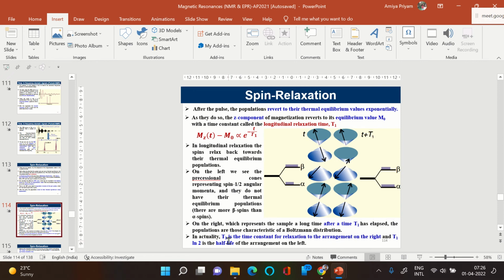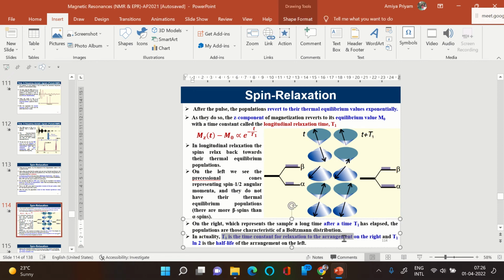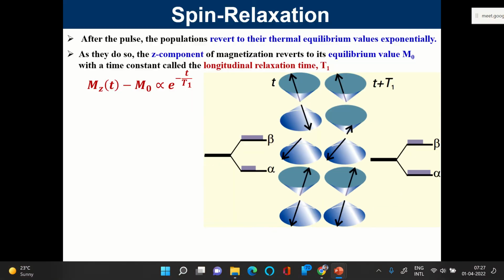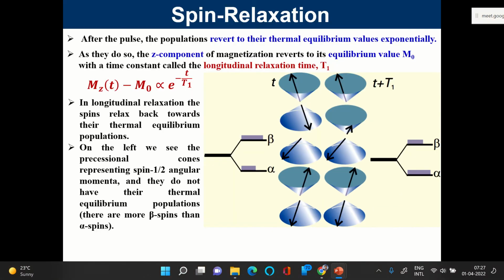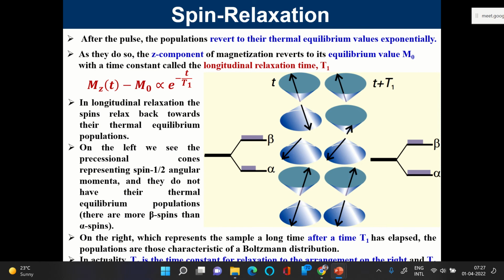So T1 is the time constant for the relaxation to this arrangement on the right hand side picture, and T1 by 2 is the half life of the arrangement that you obtain immediately on application of the pulse. So that is the kind of situation.